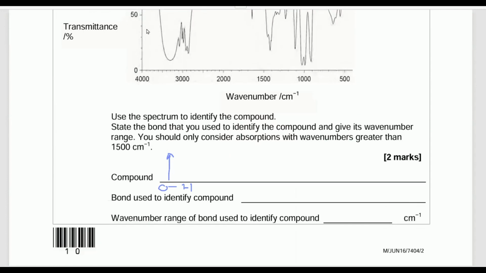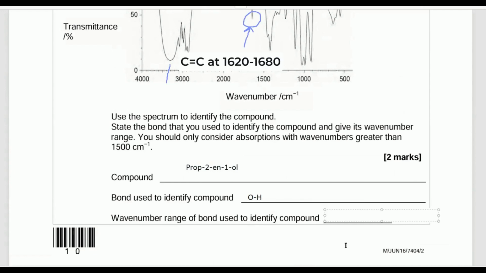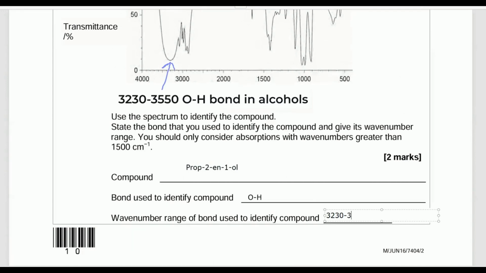So what I want to say is this is prop-2-en-1-ol. It's always long doing organics and putting all these hyphens in. Bond used to identify: I looked at the OH bond. We could have looked at the double bond, as it's the only one with a carbon-carbon double bond, the alkene bond. Wave number range of the bond, right? What was it? 3,230 to 3,550.